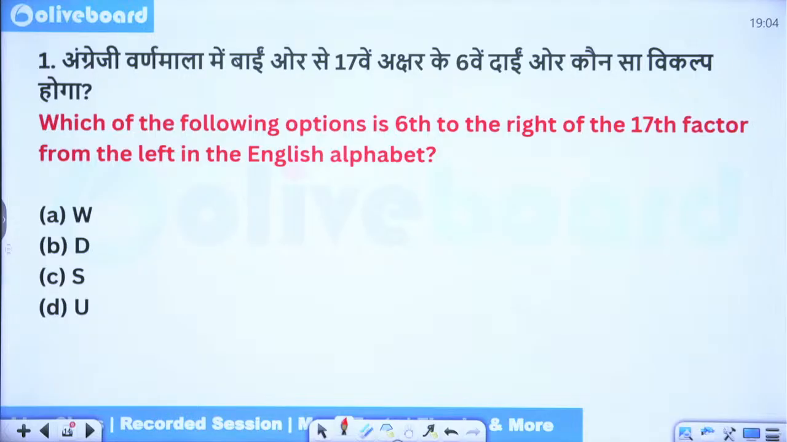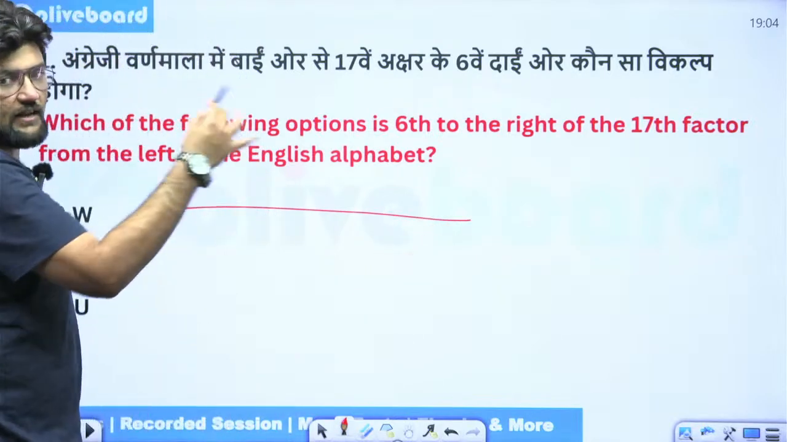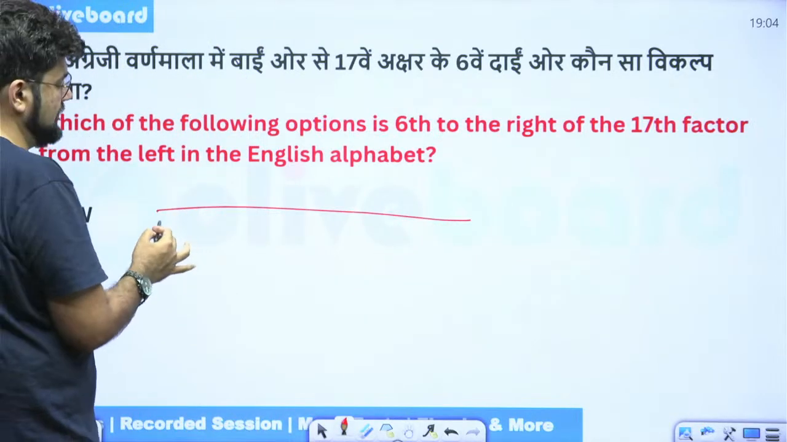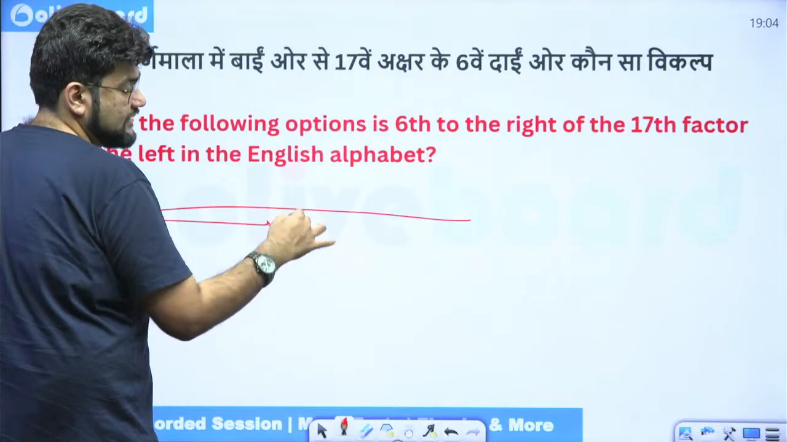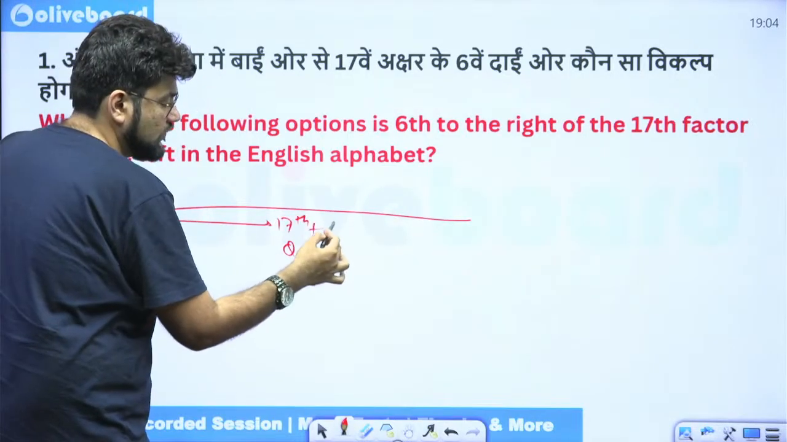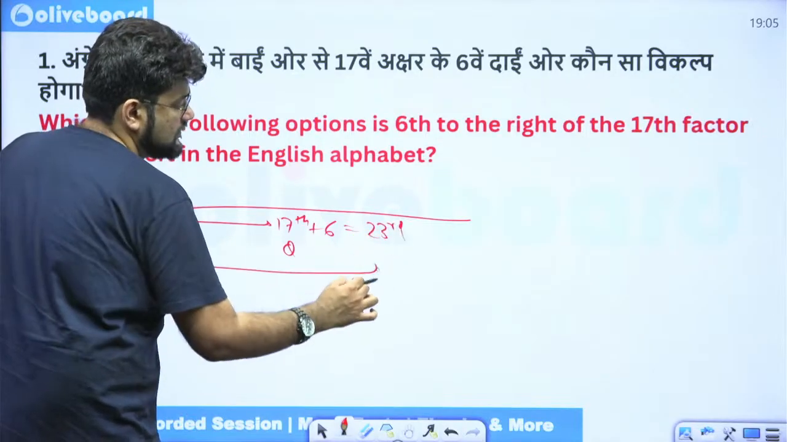Correct. This was pretty easy. Which of the following options is 6 to the right of the 17th letter from the left in the English alphabet? From the left means starting from A only. So who's 17th from the left? It is Q. And they're telling us 6th on the right. 6 further, that is 23rd. Who's 23rd? It's W. Simple.